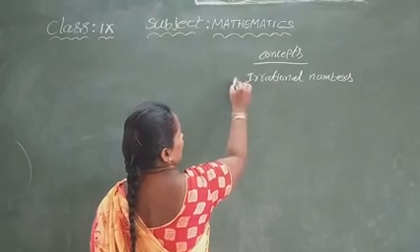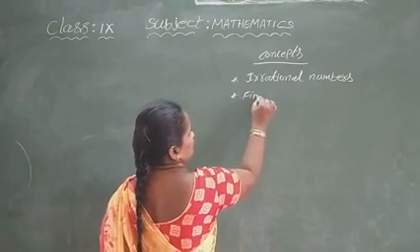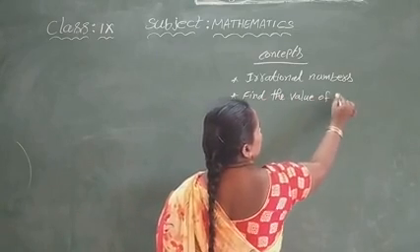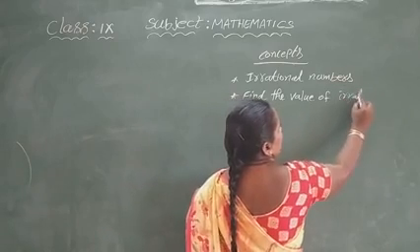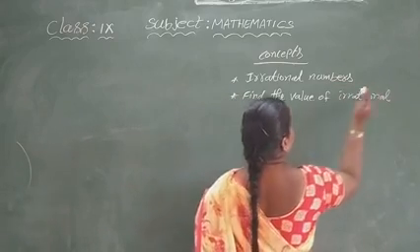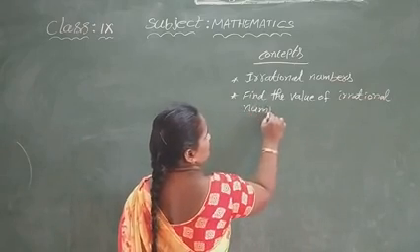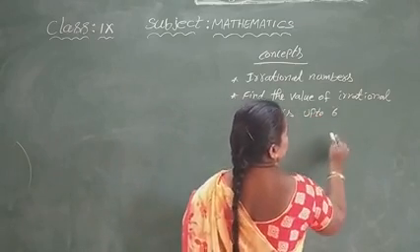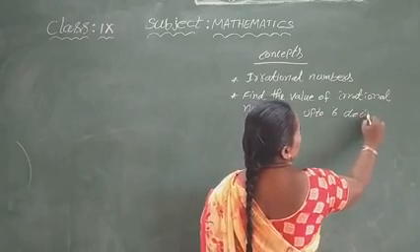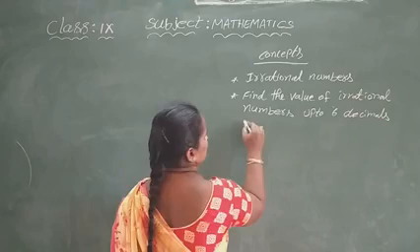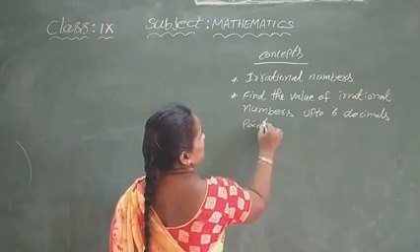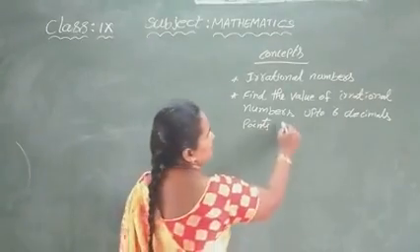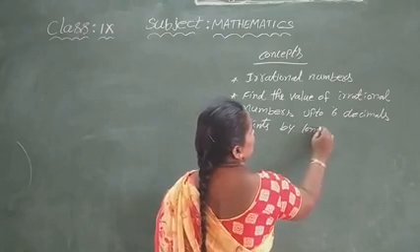and find the value of irrational numbers up to 6 decimal points by long division method.